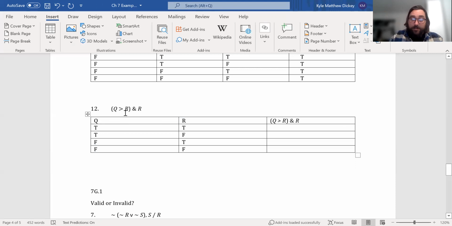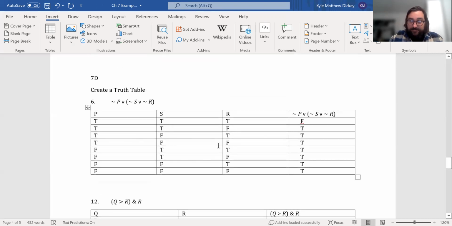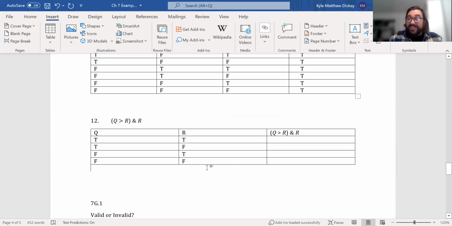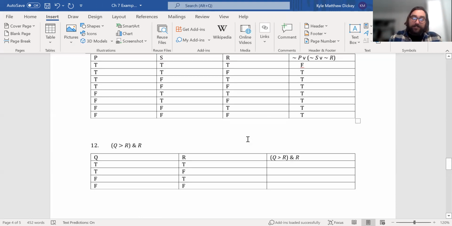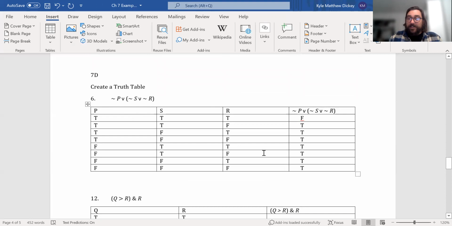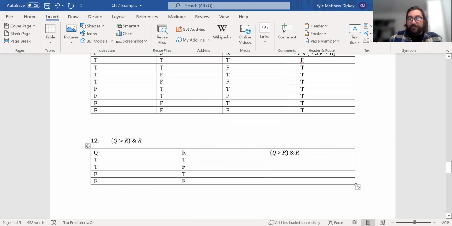2 to the third power is 8. 2 to the fourth power is 16. It gets way out of hand. 2 to the fifth power is 32. There are too many rows, and we don't want to do that. So for you guys, I'm going to stick with 3 sentence letters at the most, because otherwise it just gets too complicated.